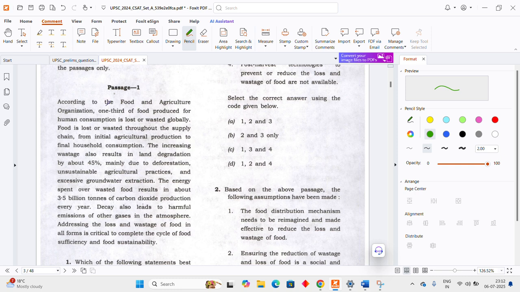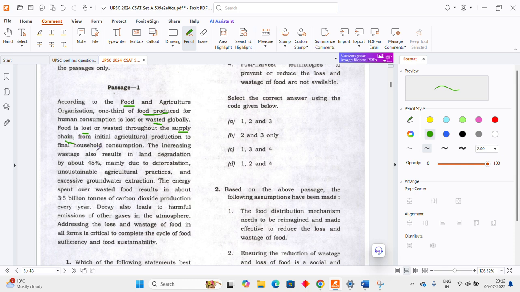Okay, now let's see the passage. It states that according to the Food and Agriculture Organization, one third of food produced for human consumption is lost or wasted globally. Food is lost or wasted throughout the supply chain, from initial agricultural production to final household consumption. The increasing wastage also results. Now, I've read it till here, and I see that this passage is talking about the production of food. It is talking about wastage. It is lost in the supply chain.